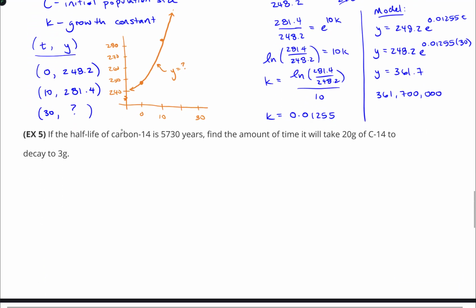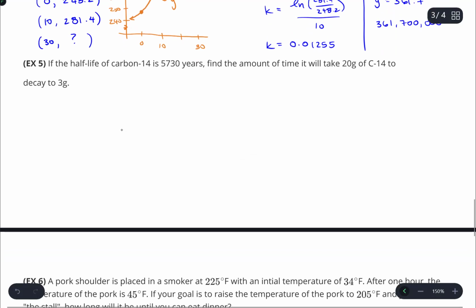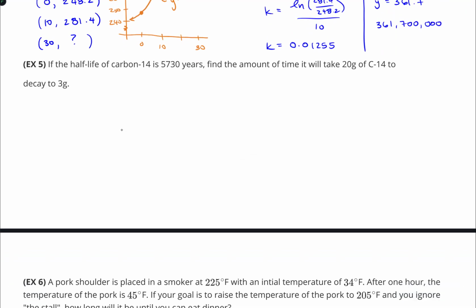Okay, now let's take a look at an example using half-life. So here we have the half-life of carbon-14 is 5,730 years. Find the amount of time it will take 20 grams of carbon-14 to decay to 3 grams. Well, let's see what's needed here. All right, so if you want to estimate what the answer is going to be, here's something you could kind of do.